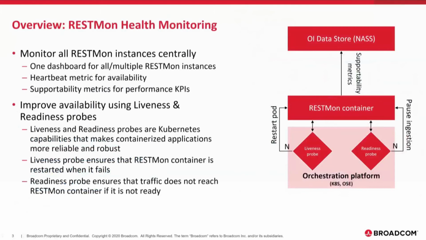Okay. So as I was talking about earlier, the liveness and readiness bit here. Coming back from the first thread that I started off with, the dashboards. Essentially you have the heartbeat metric available for availability and supportability metrics for the performance KPIs, and you have all of it in one dashboard to monitor everything, and you can monitor multiple. If you have 3 or 4 different RESTmon instances running, you can monitor them all from a single dashboard.